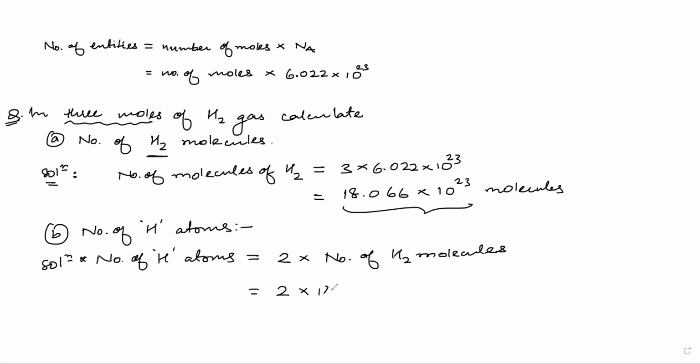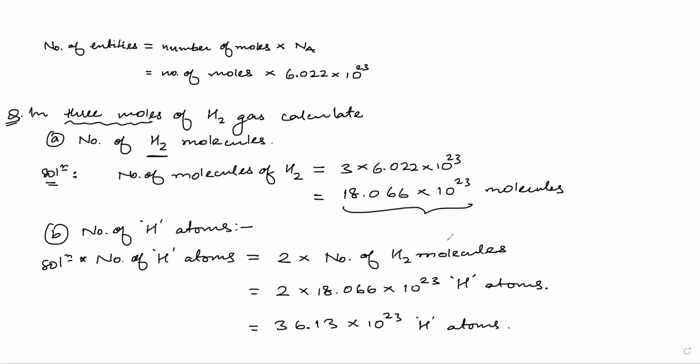So this will be equal to 2 into the number of H2 molecules, that is 18.066 into 10 to the power 23, which gives 36.132. So this will be equal to 36.132 into 10 to the power 23 H atoms.